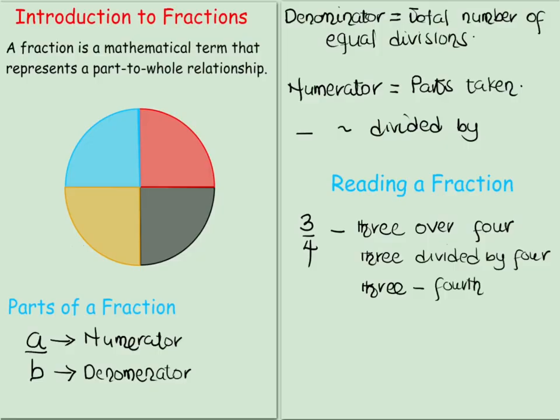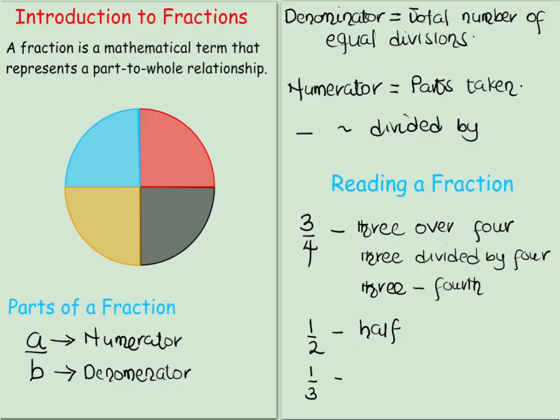This is generally how you read a fraction. But there are some fractions we call benchmark fractions. They have special names. For instance, 1 over 2 can be called a half. These ones are commonly used, hence they have their own names.